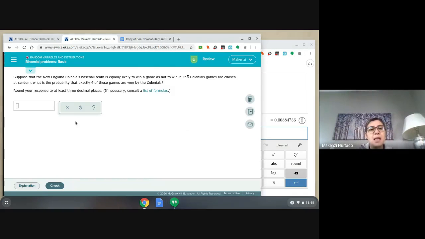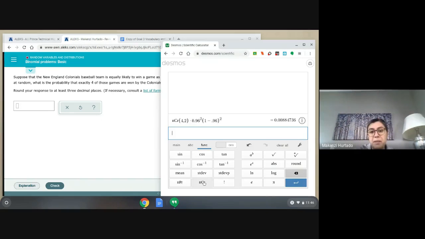It says, suppose the New England Colonials baseball team is equally likely to win a game as not to win. So equally likely to win as not to win, they don't put the percentage there. That percentage is a 50-50. 50-50 is when we have an equal chance of either thing happening. So our probability here is 0.5. If the 5 colonial games are chosen at random, what's the probability that exactly 4 will be a win?